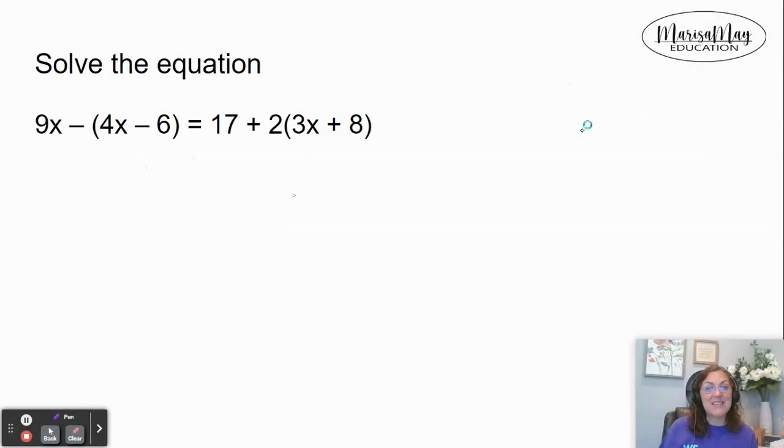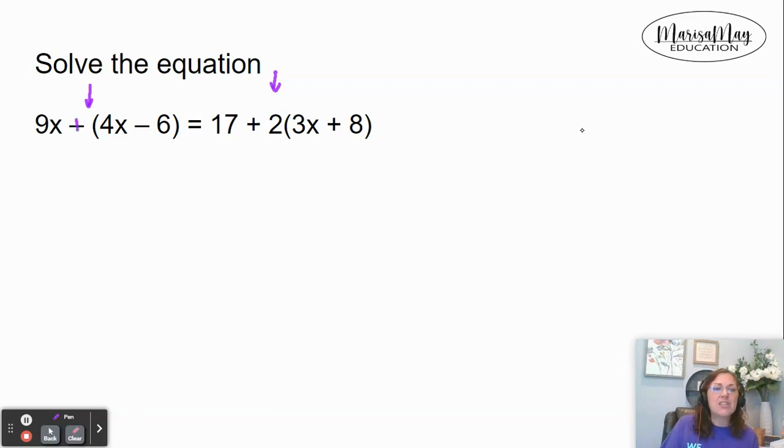Dr. Marissa May. In this video, we're going to be solving an equation, and you'll notice it has variables on both sides. I like to begin with the distributive property, and this happens when I see numbers in front of parentheses. So this one on the left, you may not think that that has a number in front of parentheses, but it actually does. It has a 1 there.